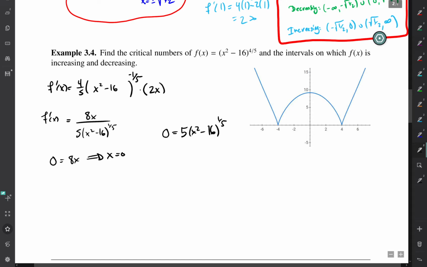So we set the denominator equal to 0 and solve for x, and that'll give us our other critical numbers. We divide both sides by 5 to get rid of that 5 out front, and then you have (x squared minus 16) to the 1/5 equals 0. You can raise both sides of the equation to the 5th power. 0 to the 5th power is 0, so it doesn't really change anything. So we get 0 equals x squared minus 16. Add the 16 over, get x squared equals 16, so x equals plus or minus 4. And so now we have three critical numbers: x equals plus or minus 4, and x equals 0.